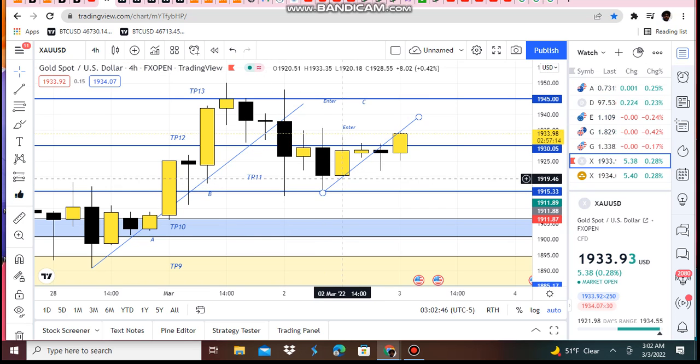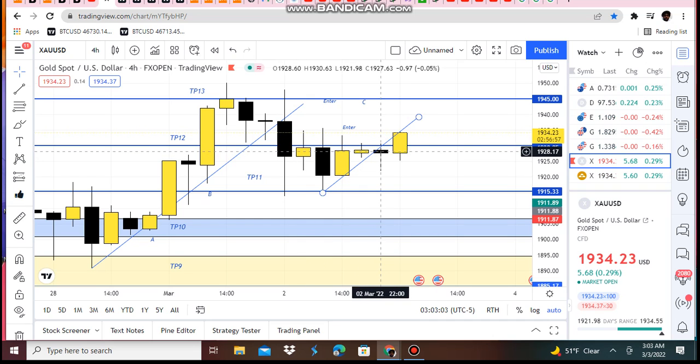Then we see wicks below. When you see wicks below, this lets us know price is heading back up. It goes back up to 1933. And it then heads back down to 1928. And we see wicks right here on the 4 hour. On the 4 hours starting 6 o'clock, 10 o'clock, we see wicks here. And this lets us know that price doesn't want to break above take profit 12 right away, and it heads back down to 1922.